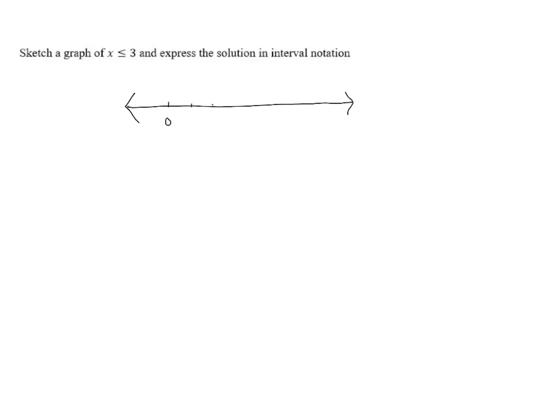So just like before, our solutions are going to fall to the left of 3, because every number that's to the left of 3 on the number line is less than 3. So that automatically makes it a solution to this one. But then at 3 itself, because it's allowed to be equal to 3, that means that 3 is a solution, and so we put a closed circle here.